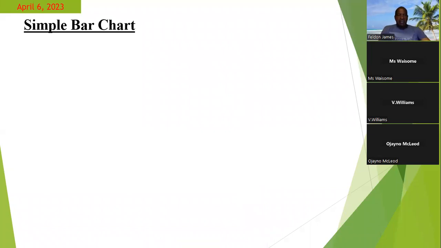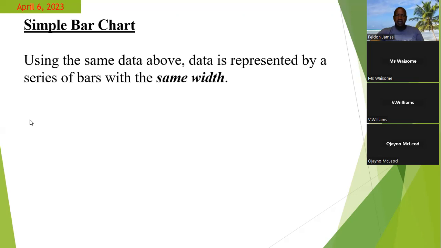Now, our next chart, which is our simple bar chart, is a chart where we have a horizontal and a vertical axis. And on that horizontal axis, we would have some vertical bars. In some instances, we can have the bars on the vertical axis going horizontal. So it can be drawn two ways, either horizontal or vertical. So using the same data as above to represent by a series of bars. So a series of bars here would suggest more than one bar.